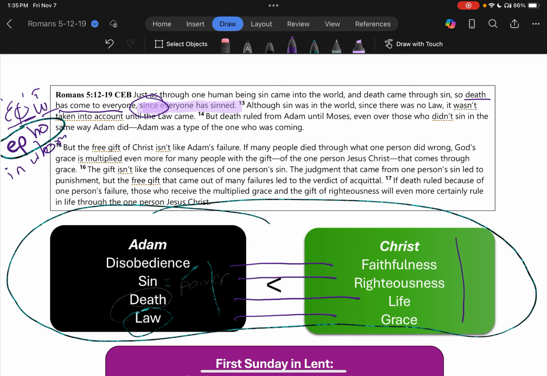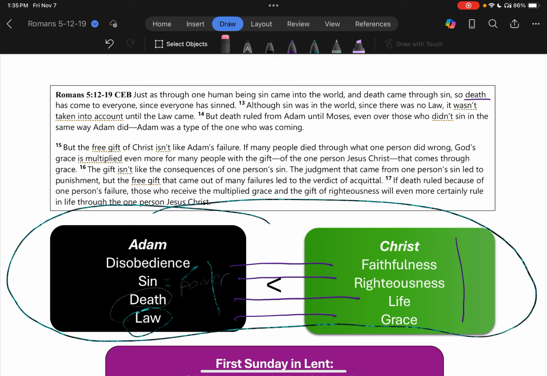Okay, so now that we've sort of talked about these kind of parallels here, let's go back and look at the passage itself so that you can kind of see how this works out, right? So let's get some of this stuff out of the way here so we can see a little bit better. Just as through one human being, that's Adam, sin came into the world, so you see that there, and death came through sin, so death has come to everyone since everyone has sinned. So in a sense, that's the problem, right? That death has come to everyone.